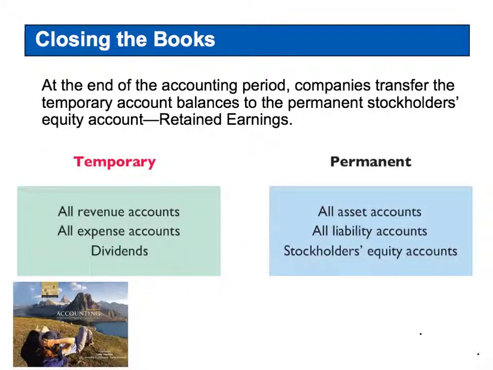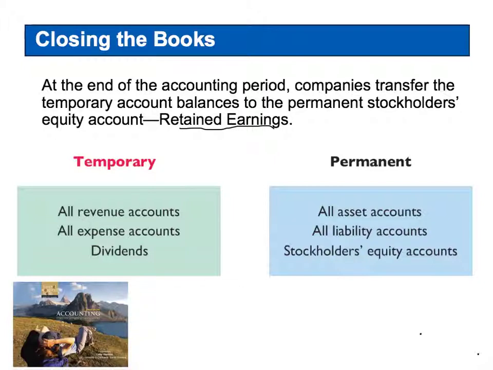Now that we have used the worksheet to summarize all the data in our ledger and have prepared in good form the income statement, the statement of retained earnings, and the balance sheet, the next step is to close the books. Why? Because at the end of the accounting period, we have to transfer all the temporary account balances that we have to the permanent stockholder equity account, retained earnings.